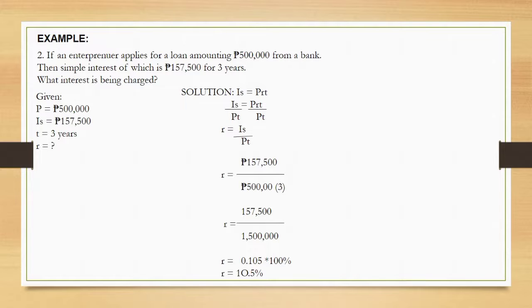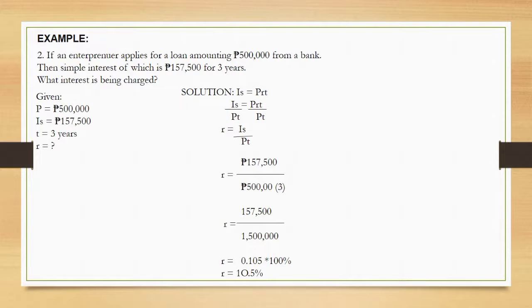The solution: IS, or the simple interest, is equals to PRT. In order to get the formula for the rate, we put a denominator of PT on both sides, so that the P and T of PRT cancel. So the formula will be R is equals to IS, or simple interest, over PT. So R is equals to 157,500 pesos divided by 500,000 times 3.